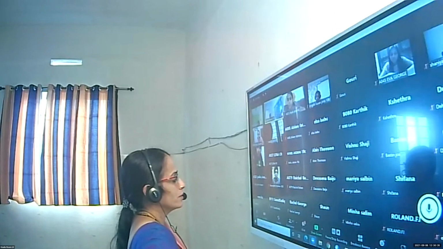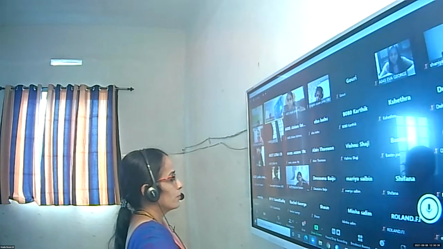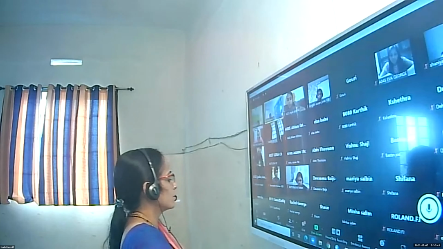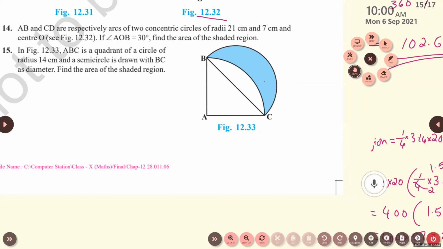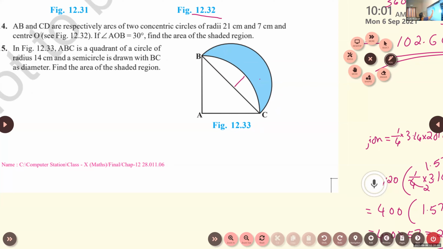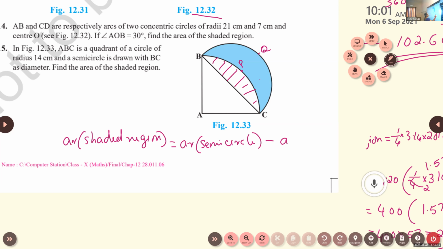Minha, can you hear me? Yes, ma'am. Minha, how can we find the area of the required region? Area of semicircle minus area of quadrant and minus area of triangle. That is area of semicircle minus area of this segment. Okay. Mark these two as points P and Q. So area of shaded region is equal to area of semicircle minus area of segment.